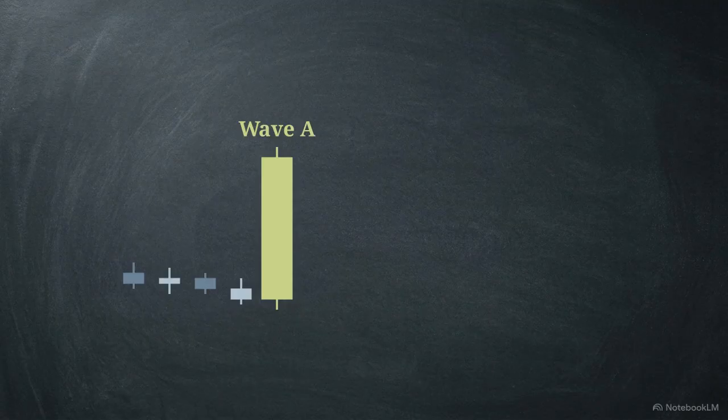Wave A is more than a directional indicator. It functions as a mathematical architectural blueprint for the entire market cycle. By locking this breakout bar into a measurement framework, we quantify the move's internal physics.